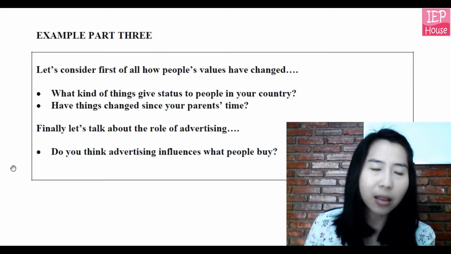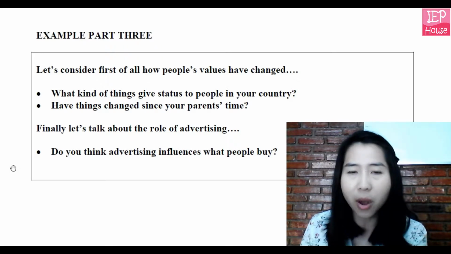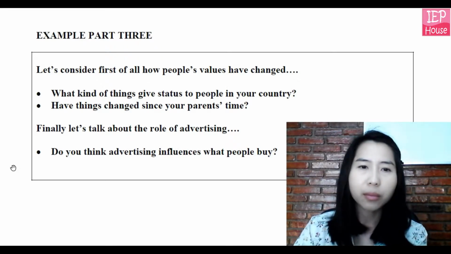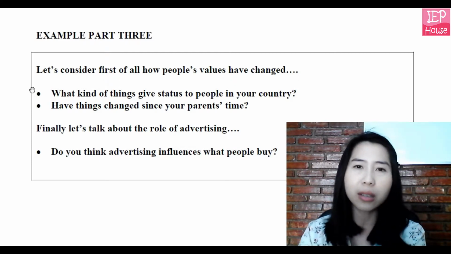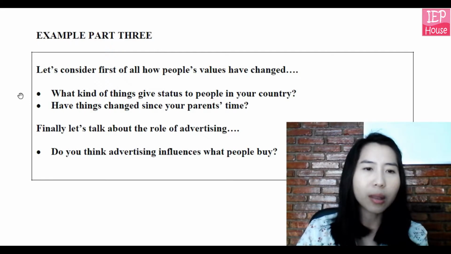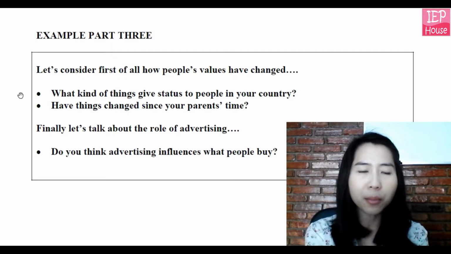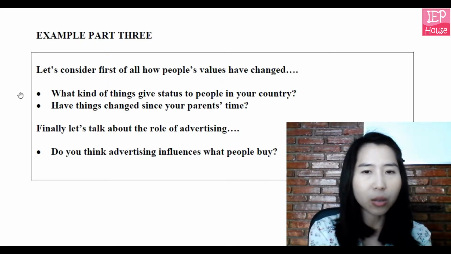So again, let's take a look at what kind of vocabulary we will get here in this part 3 section. You will not see the questions, okay? You just have to listen to the questions asked by the examiner. So let's take a look at the first question here, for example. What kind of things give status to people in your country?